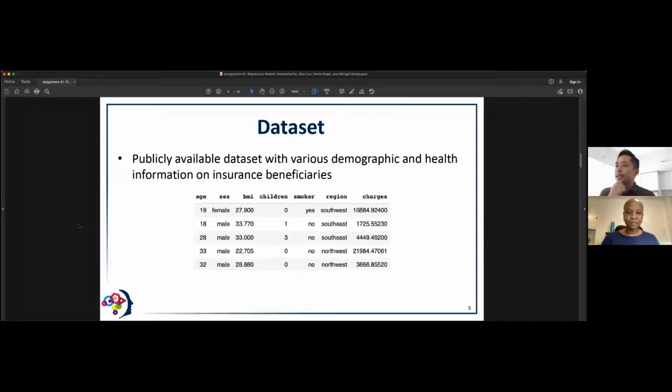So the data set, it's a publicly available data set, and there are various demographic and health informations. And as you can see, there are variables like age, sex, BMI, number of children that the patient has, whether the patient smokes or not, where they live in the United States, and the medical cost that the insurance company has to pay.